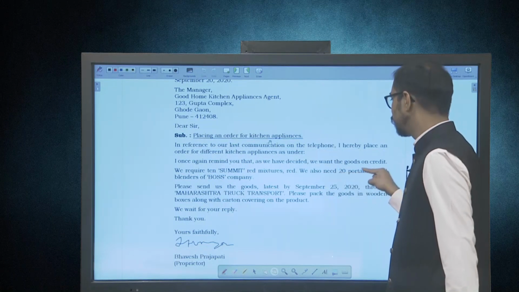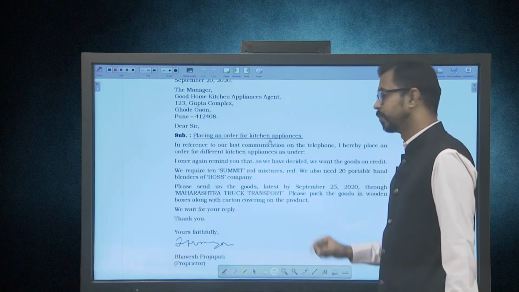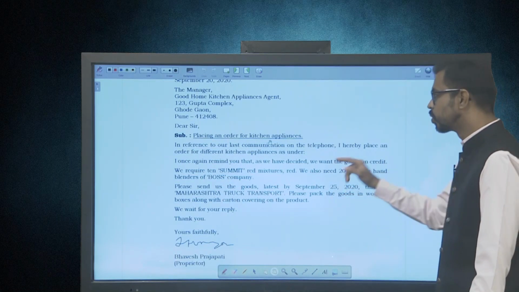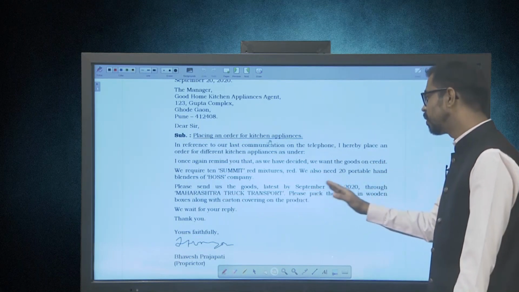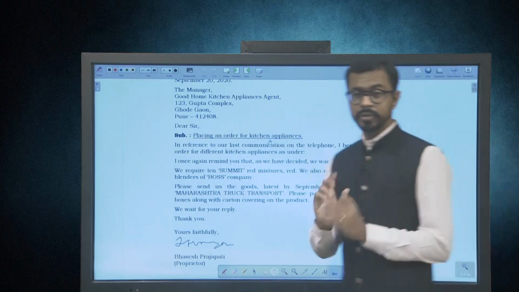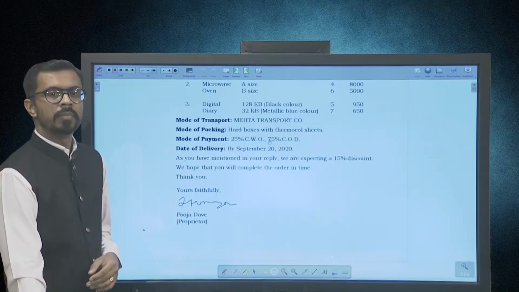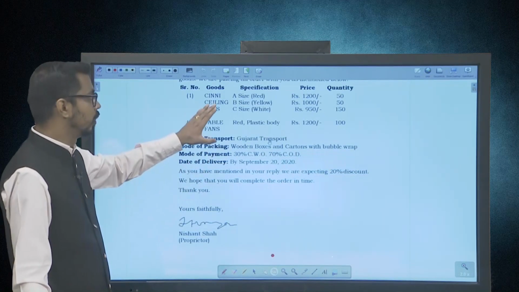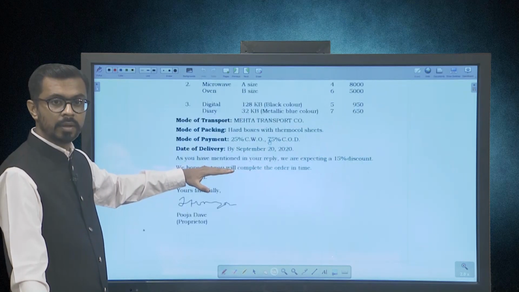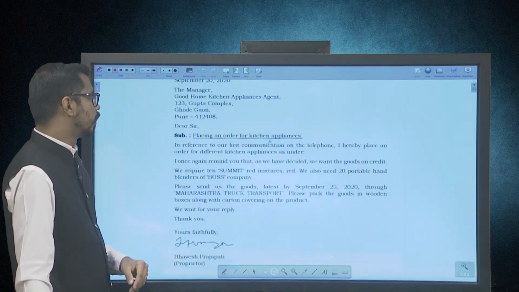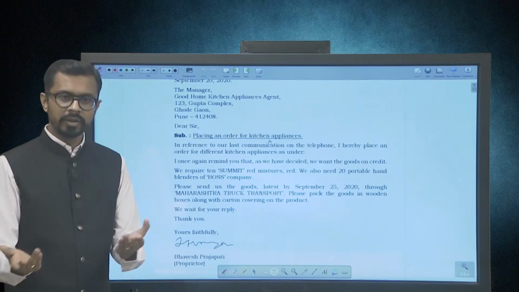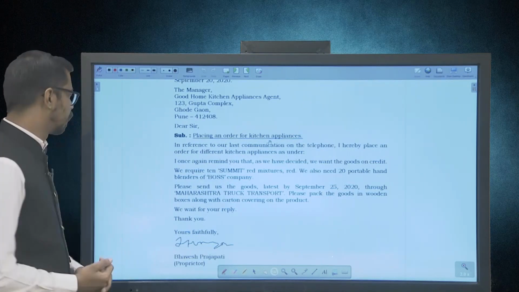We also need 20 portable hand blenders of Boss Company. Two things. Please send us the goods latest by September 25, 2020 through Maharashtra Truck Transport. Please pack the goods in wooden boxes along with carton covering on the product. Look at the difference. You can mention the details like this in the tabular form with the other details in the point form. Similarly this, or you can mention the details in the paragraph form, right? Both are fine. You can use any template that you want.